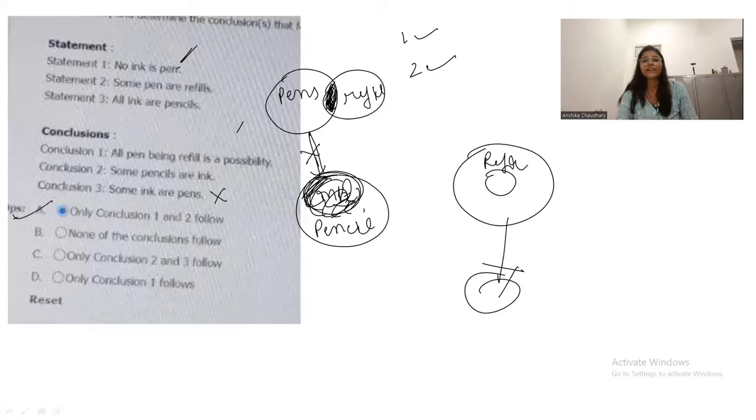So option number A will be the correct answer for this question. I hope it makes sense. I hope it is clear to you. So let's move on to the next question now.